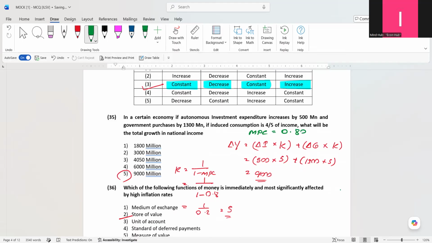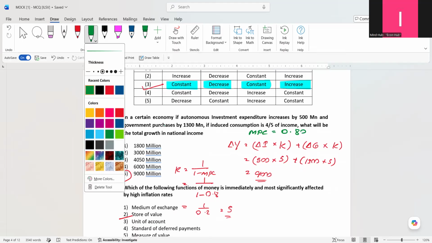What will be the total growth in the national income? So two things increase, I and G. So I increases by 500. If you can find the multiplier, how do you find the multiplier? 1 over 1 minus MPC. 1 minus MPC is basically MPS. So 1 minus 0.8 is 0.2, 1 divided by 0.2 is 5. So the first thing I've done is find the multiplier, 5.